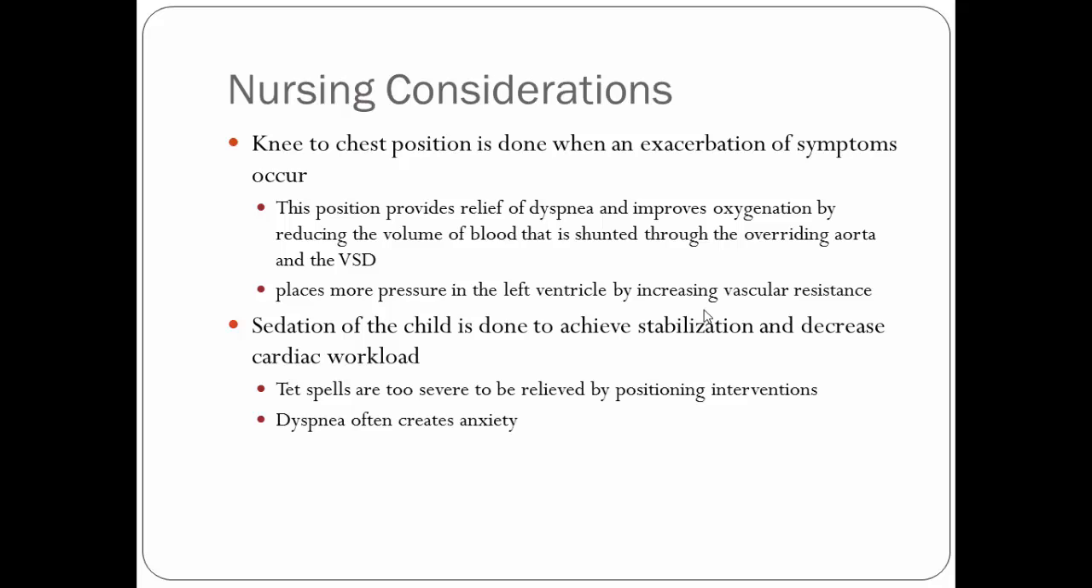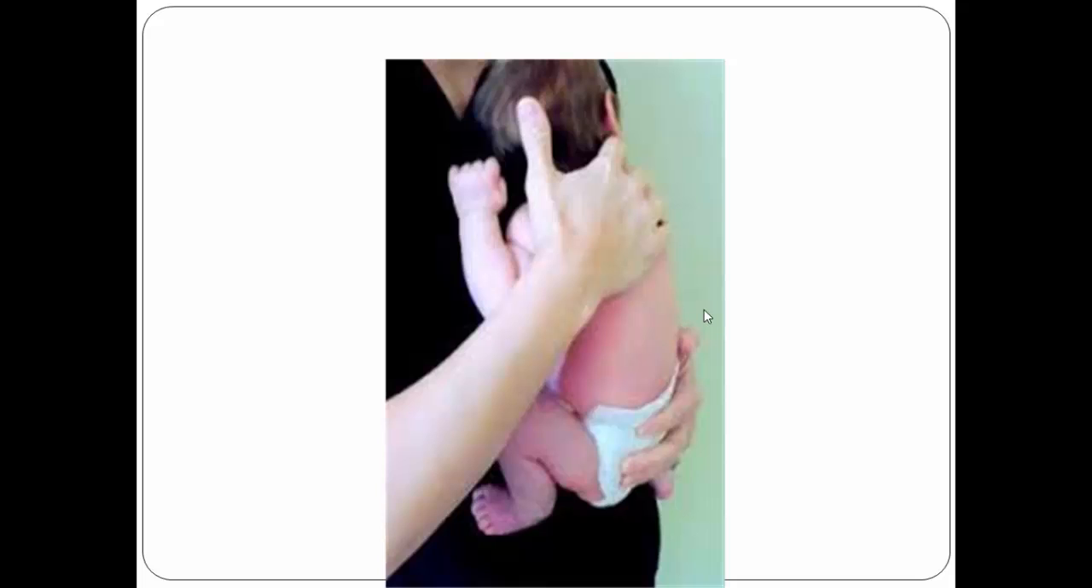Sedation of the child is done to achieve stabilization and decrease cardiac workload. Sedation of the child is done when the TET spells are too severe to be relieved by positioning interventions and when anxiety occurs because of dyspnea. This is the knee to chest position.